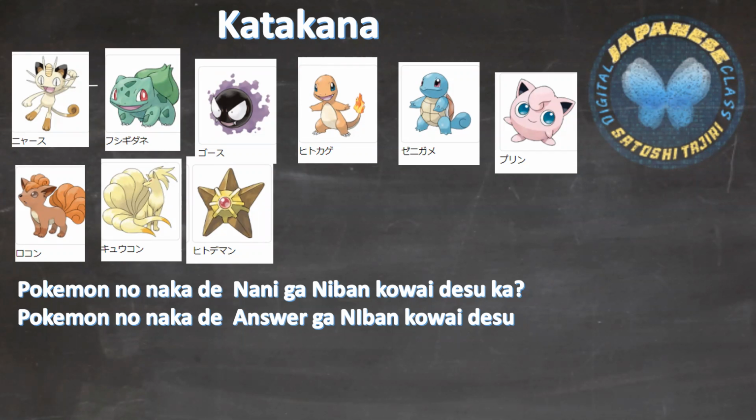Okay, how about the next one, still with ichiban? Let me get chiisai. Chiisai means small. So how to answer that? Pokemon no naka de Purin ga ichiban chiisai desu. Okay, that's how it works for them.